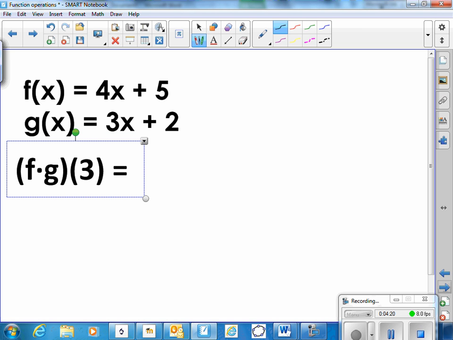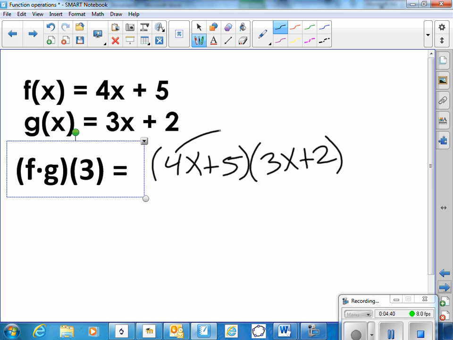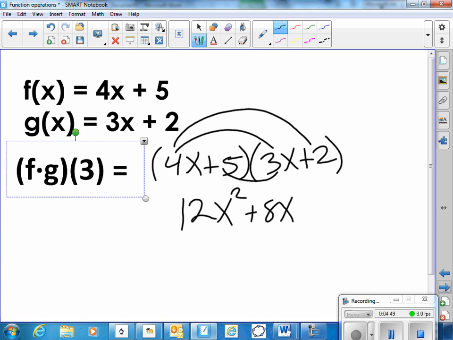Multiplying two functions, one is called f, one's called g. Well, let's multiply them first and then evaluate at 3. 4x plus 5 times 3x plus 2. 4x times 3x is 12x squared. 4x times 2 is 8x. 5 times 3x is 15x. And 5 times 2 is 10.